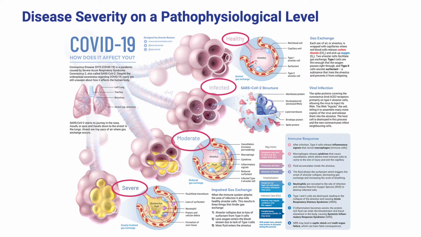I know this diagram is a little bit complicated, but if we just focus on these little pink alveoli, the alveoli are the gas exchange sacs of the lungs. Here you can see the difference between healthy, infected, moderate, and severe. So there's a buildup of fluid within both the moderate and severe cases, and this is what causes the gas exchange to become more difficult, hence shortness of breath.